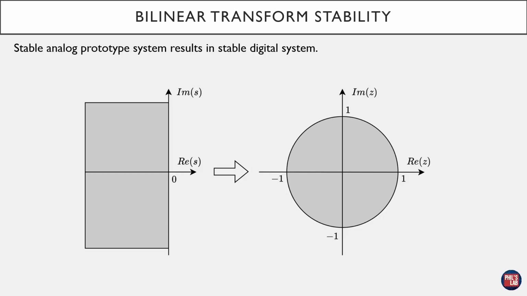So when we're going from a stable analog prototype, for instance, the RC low-pass filter is a stable system. When we move from the analog domain, we implement the bilinear transform, we end up with a stable digital system. When we're talking about S and Z domains, in the S domain, all the left-hand plane poles are mapped within the unit circle in the digital Z domain plane.